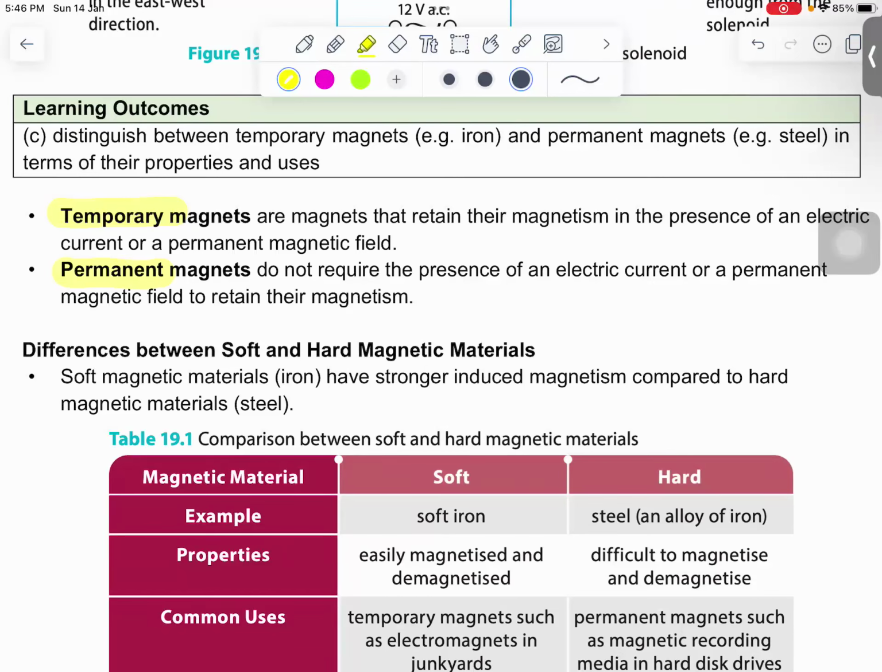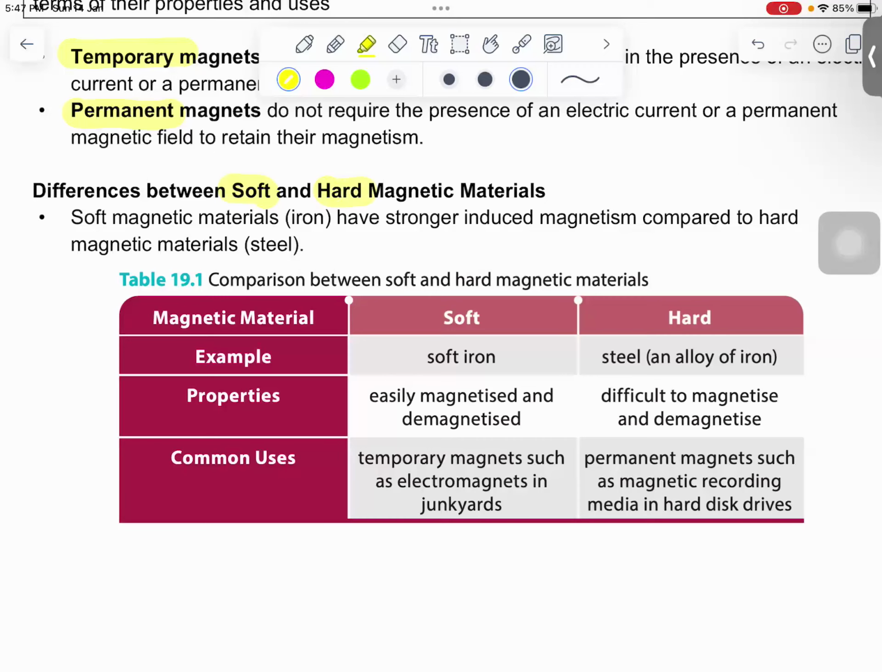There are two types of magnetic materials, soft and hard. Soft magnetic materials have a stronger induced magnetism as compared to hard materials. Some examples of soft magnetic materials are like iron. Hard will be steel. Iron is easy to magnetize and demagnetize, so it's good for placing in solenoids.